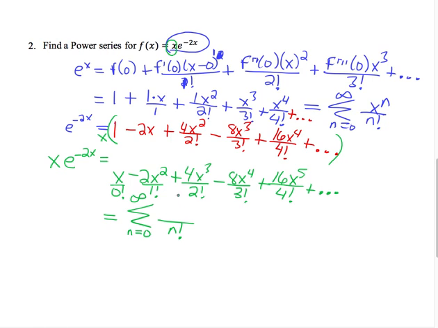So maybe x, and it goes 1, 2, 3, 4, 5. Okay, so maybe it should be x to the n plus 1, I'm thinking. Yeah, because then we'll get x first, and then when it's 1, we'll get 2, and so forth. There we go. And then on top we have 1, 2, 4. It's also alternating, so I need an alternator. So I'm going to go negative 1 to the n, because I'll get positive first there. There we go.